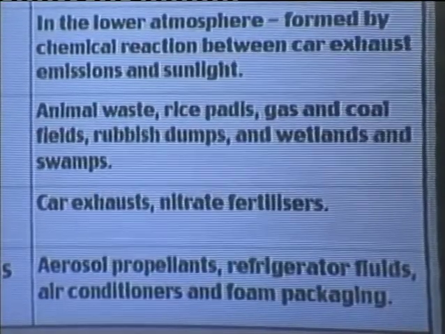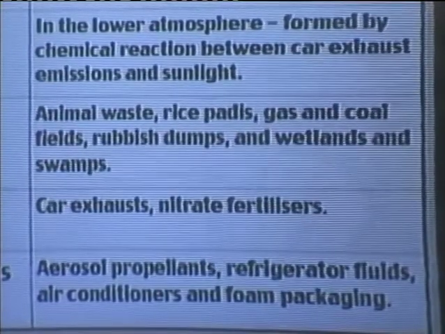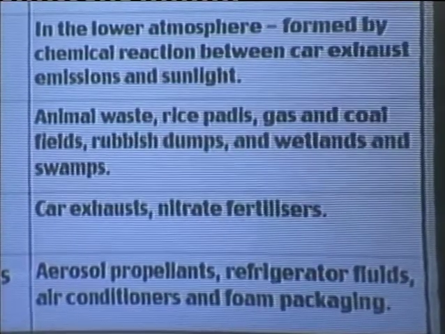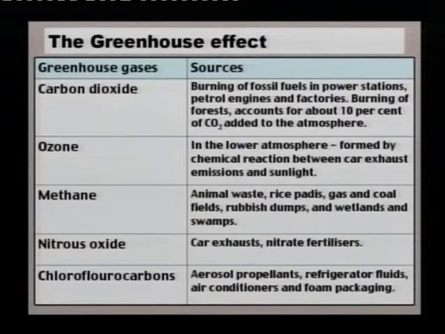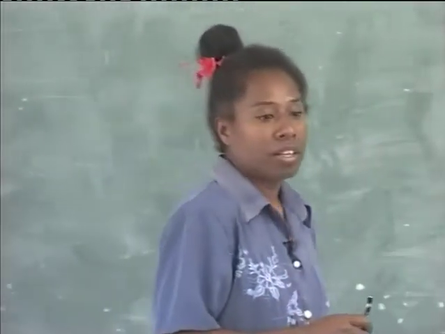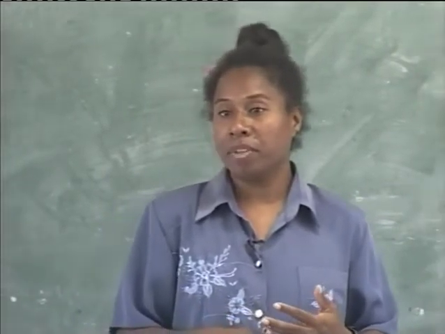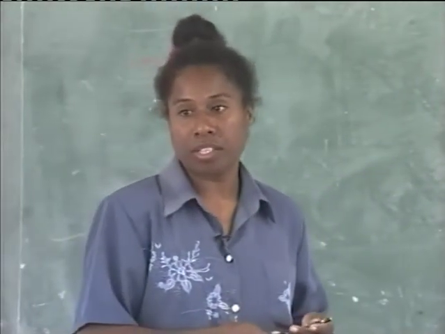Nitrous oxide is mainly from car exhaust and nitrate fertilizers, and CFCs, or chlorofluorocarbons, are mainly from aerosol propellants, refrigerator fluids, air conditioners, and foam packaging. Basically, those are some of the greenhouse gases. We looked at how the greenhouse effect has contributed to the warming up of our atmosphere. And for your homework, you were supposed to complete a diagram that clearly explains how carbon dioxide has an impact on the rise in temperatures.